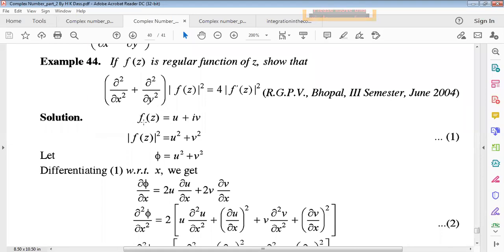Complex variable function f(z) equals u plus iv, and the absolute value of f(z) whole square, that means modulus, equals u square plus v square. Let us consider phi equals u square plus v square. Now differentiating this equation 1 with respect to x, ∂phi/∂x partially. Okay, partial differentiation: twice u ∂u/∂x plus twice v ∂v/∂x.